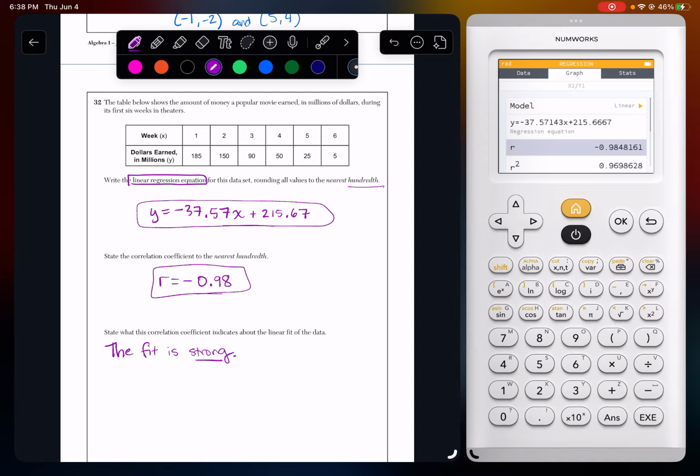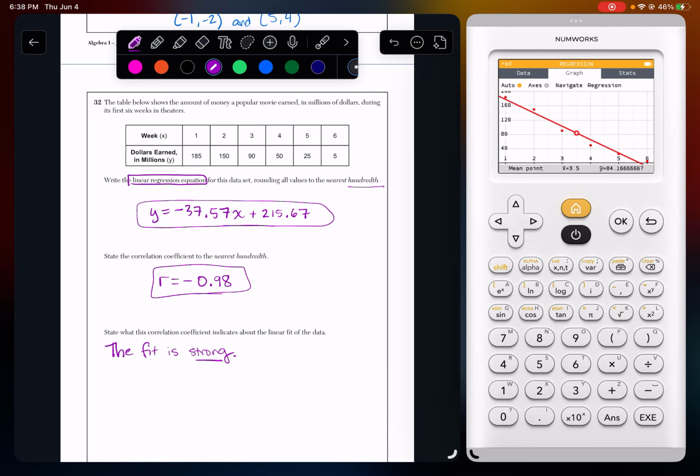If you are asked to explain what that means in context, then you can go back and look at your graph again, and you can just describe overall what's happening in this story. As the weeks go by, the money goes down, right? You don't need to go in depth or give cause and effect. You can just describe what happens as the weeks go by. Are the numbers going up or going down? But the very important word to provide is that the fit is strong.